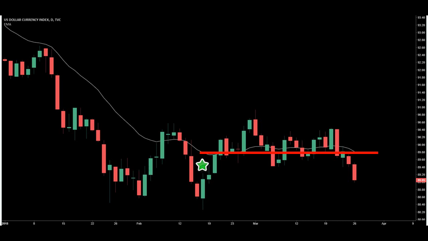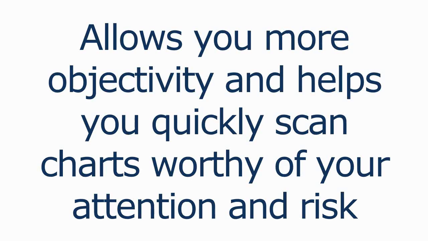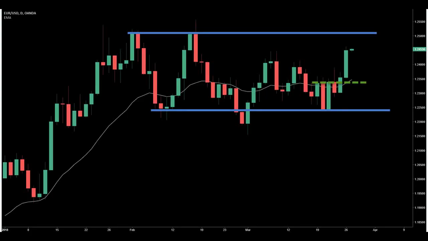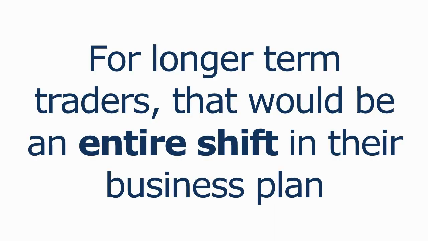Markets that are in balance are tough to trade regardless of your trading experience. And while you can see the same thing with price action, using an indicator in this way allows you to be more objective, and it helps you quickly scan charts that are worthy of your attention and your risk. And if we look at the Euro USD with the 20 EMA applied, we see the same condition. Once price starts whipping around the moving average, much like the dollar index, stepping aside until the consolidation resolves is generally the better option. And you could trade the lower time frames, but for longer term traders, that would be an entire shift in their business plan.